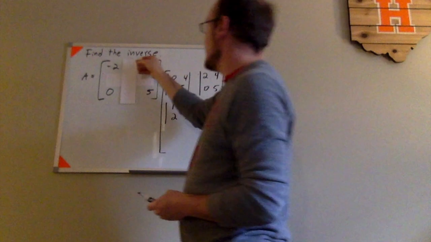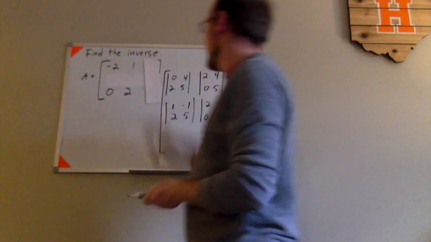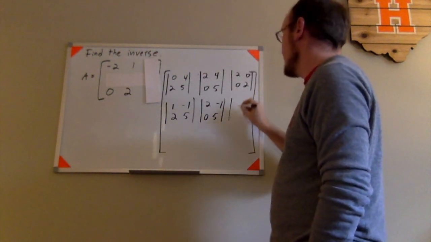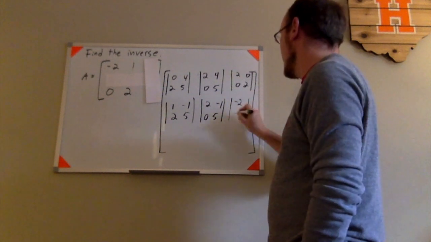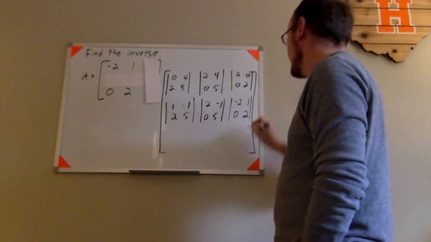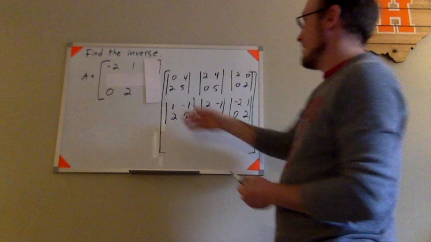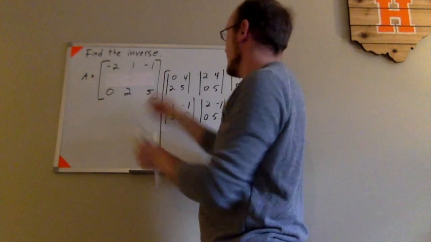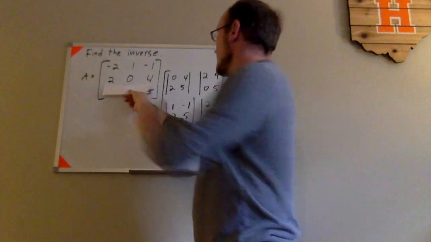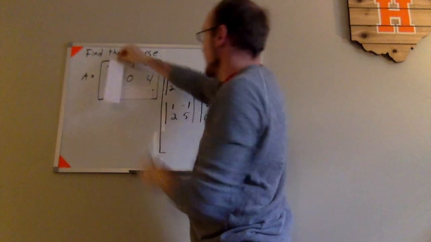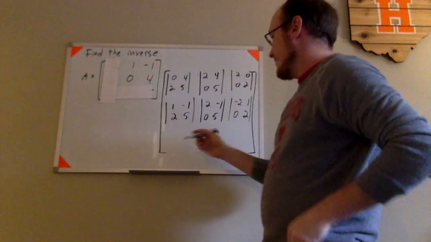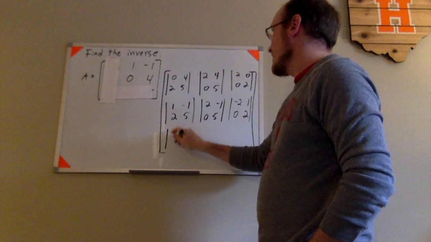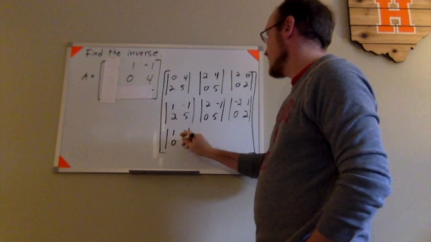And finally move this over to cover up the third column, and I'll have this new smaller determinant of -2, 1, 0, and 2. And now finally I'll move down to the last row. Cover up that last row and the first column, and I have this new smaller determinant of 1, -1, 0, and 4.